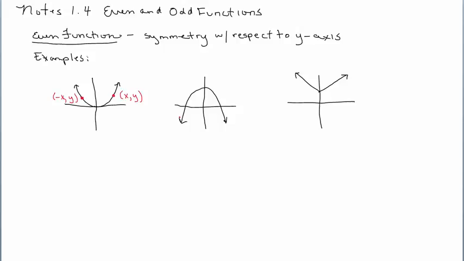Same thing here. If I were to choose this point right here, it has some x coordinate, and it also has some negative y. So what would be the ordered pair over here? Well, it's going to be negative x, but still a negative y. So the y's stay the same. They're not going to change in sign if it's symmetry with regard to the y-axis. All right, and likewise here, this would be x, positive y, and this would be negative x, positive y.